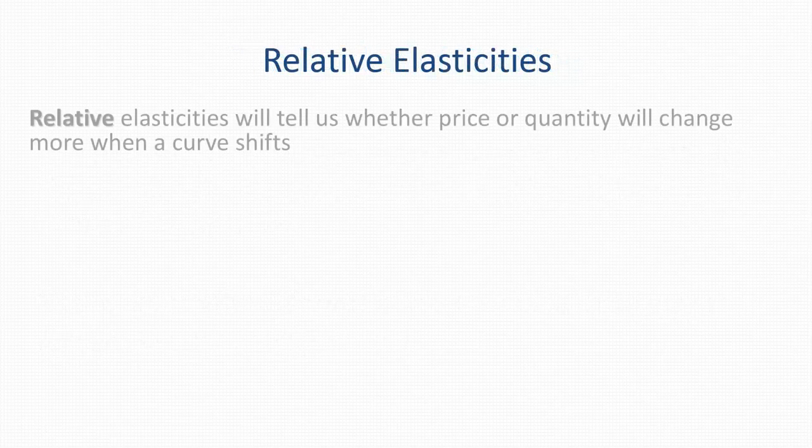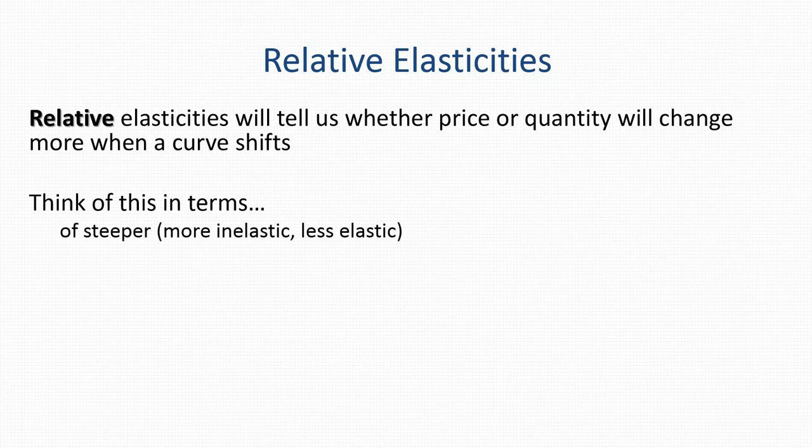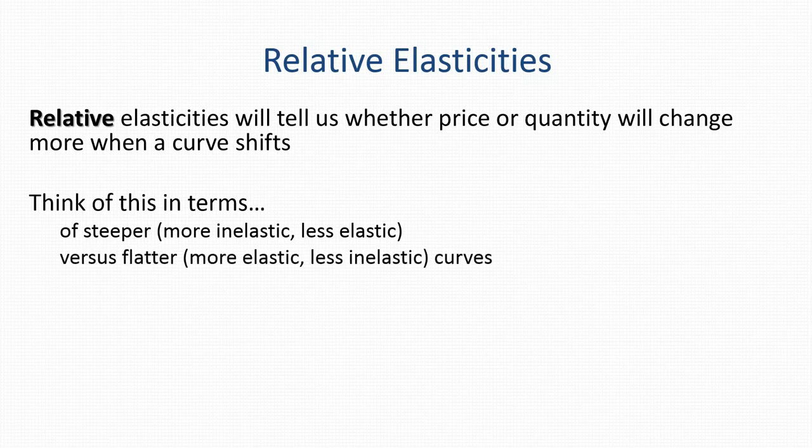So just to review, relative elasticities is essentially the same concept that we've looked at in terms of elasticity before, but we're now going to be talking about the entire curve rather than a point or a range on the curve. Relative elasticities is going to tell us whether price or quantity will change more when a curve shifts. You can think of this in simplest terms: the steeper curve, demand or supply, is the curve that is more inelastic or less elastic, versus the flatter curve being the more elastic or less inelastic of the two curves.